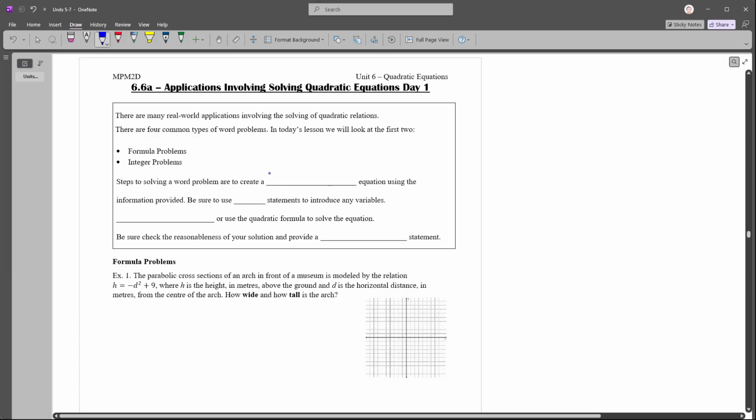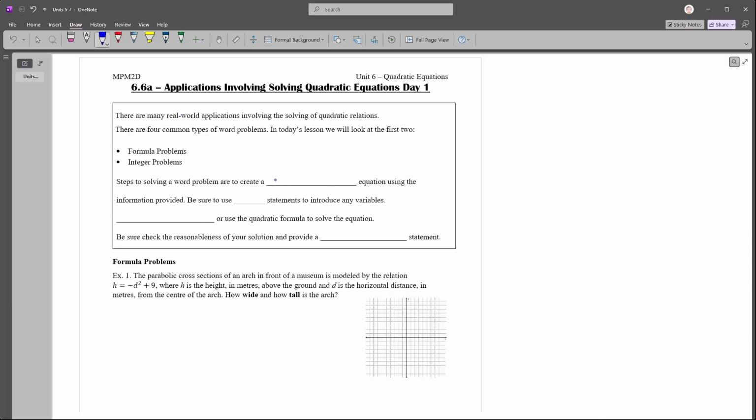The steps to solving these word problems: the first thing we're going to do is create a quadratic equation. All right. So 0 is equal to ax squared plus bx plus c every single time. Now using the information provided. Of course, these are word problems, so we have to make sure that we include our let statements if the information isn't already clearly defined as what the variables are.